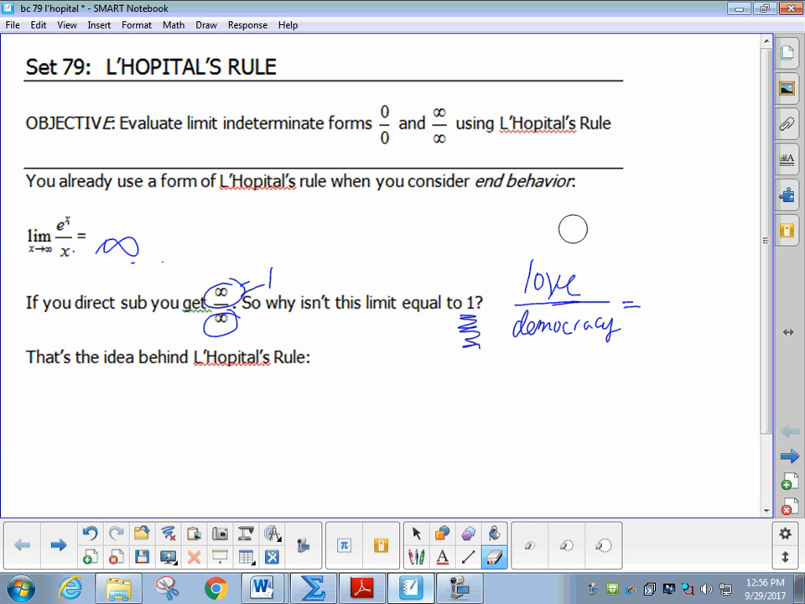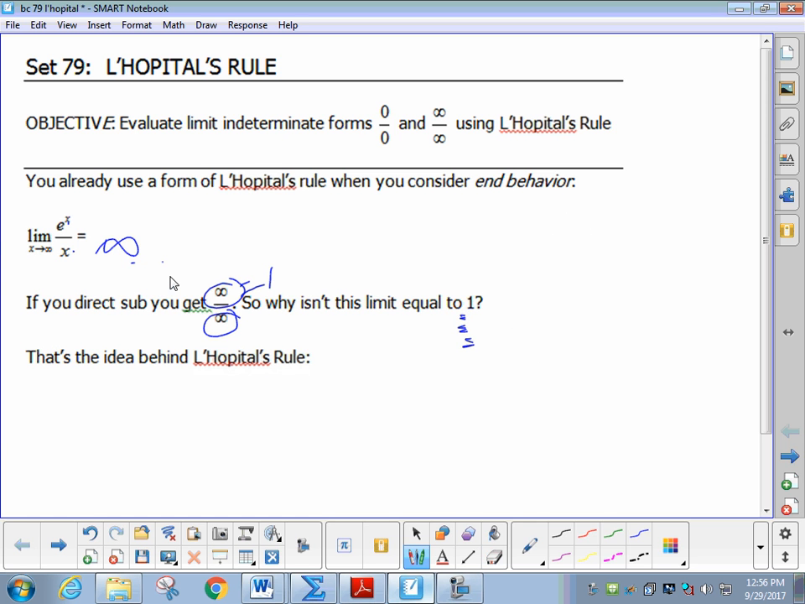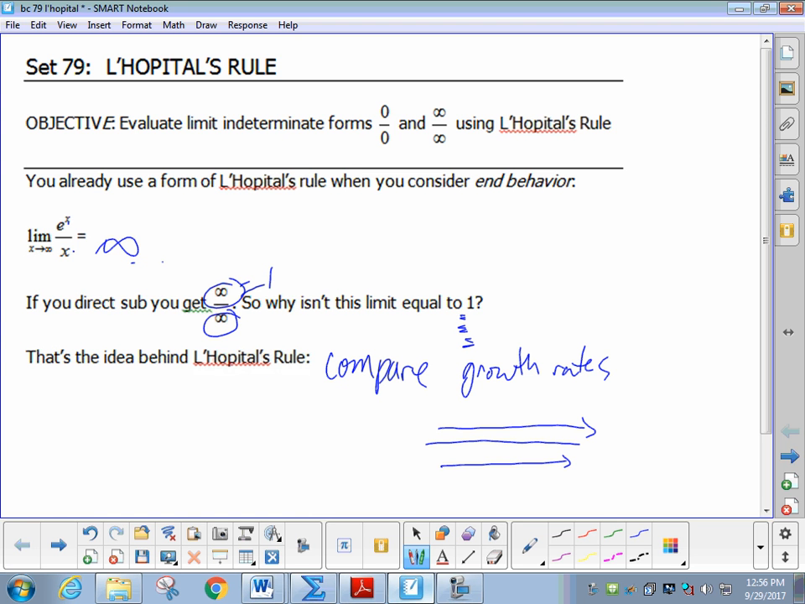Now, that said, though, you obviously knew it wasn't 1. How did you know it was infinity? More powerful? What do you mean more powerful? Faster? What do you mean faster? Grows faster. Okay, grows faster. The idea of comparing growth rates is L'Hopital. Compare growth rates. Because when we do a limit, we're really not looking at a moment in time. We're looking at what happens as this gets bigger and what happens as this gets bigger. And we compare how the two get bigger, compare, and we reduce.